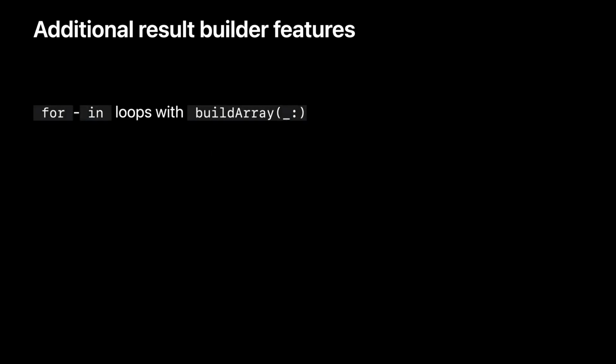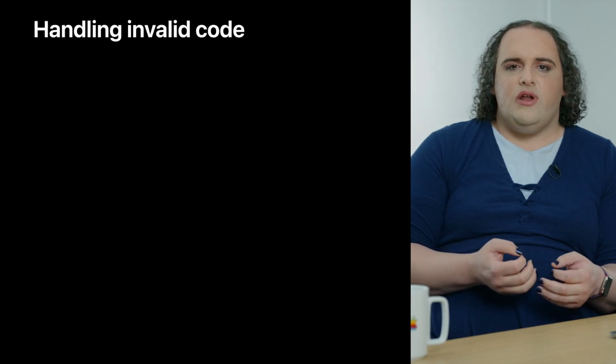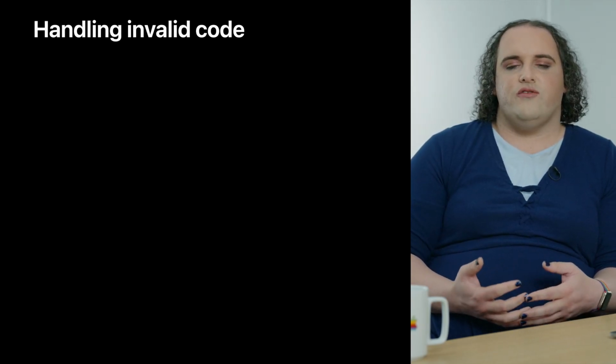Our DSL works. Now, result builders support a couple more features, like for-in loops and processing the final return result. If you want to use those, they're described in the Swift programming language book. But before we finish, I want to call attention to one of the most important parts of language design: good error messages.